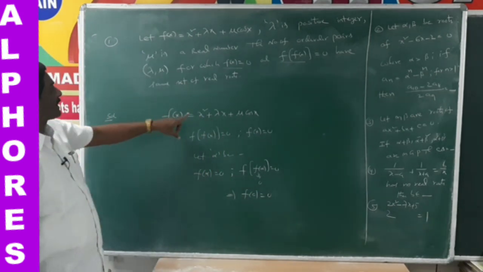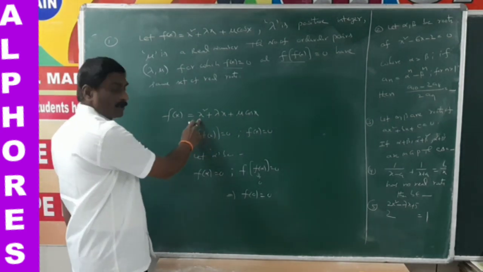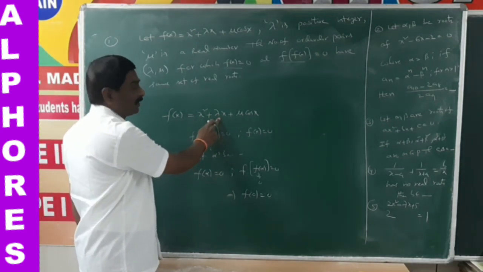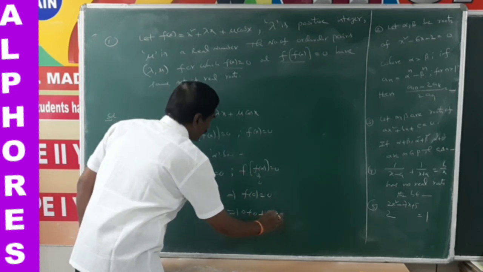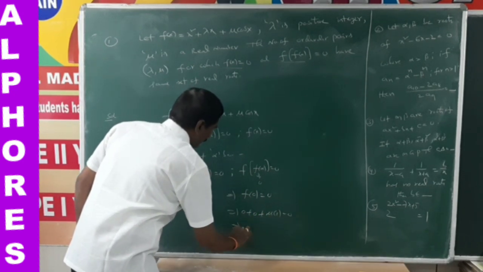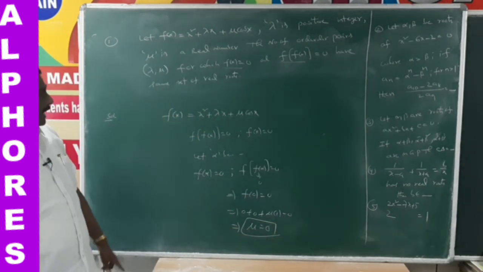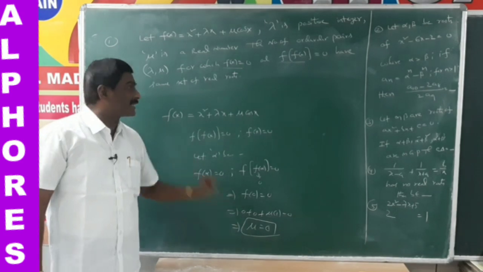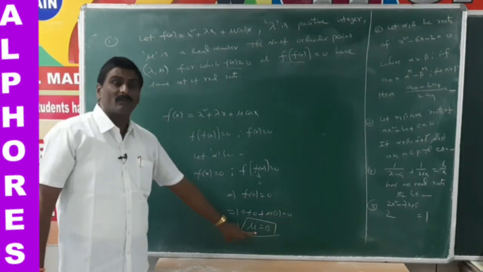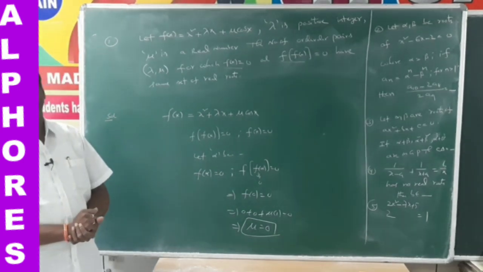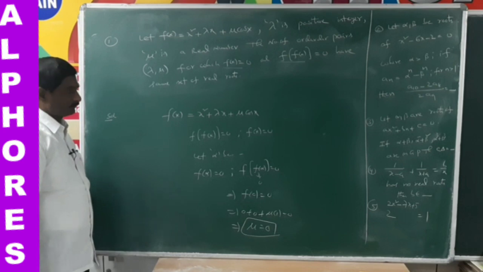But f(x) = x² + λx + μ cos x, so f(0) = 0² + λ·0 + μ cos 0 = 0 + μ·1 = 0. That implies μ = 0. By using this condition we get μ = 0. Always μ is a real number and its value is 0.